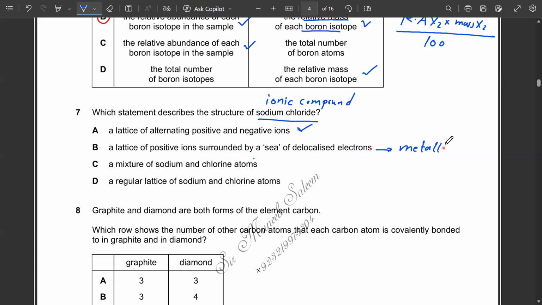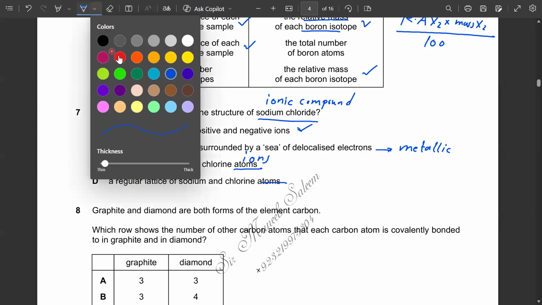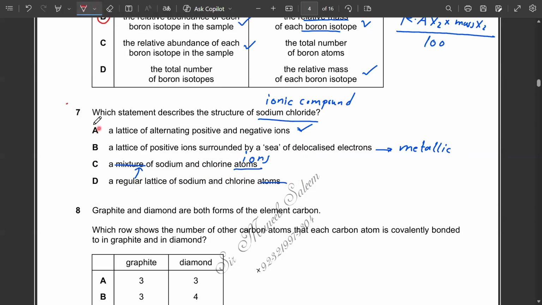So this is for metallic lattice. C says a mixture of sodium and chlorine atoms. No, they are not atoms, they are ions present. D says a regular lattice of sodium and chlorine atoms. Again, wrong. And in fact, it is not a mixture, it is a regular lattice. So there should be ions, not atoms. So that's why the only correct option is the first option, which is A.